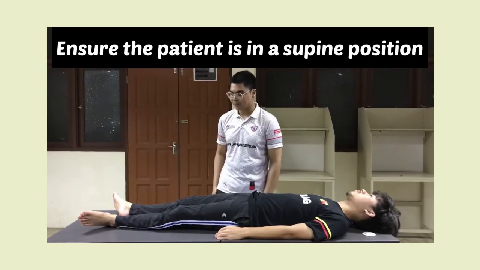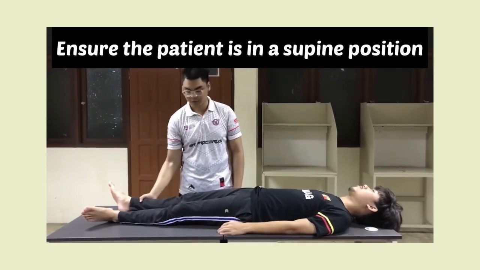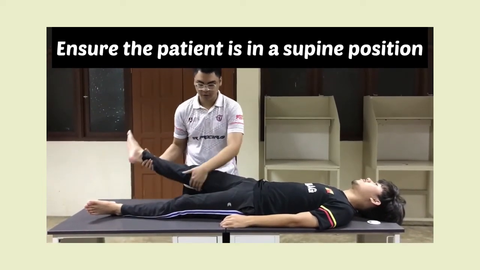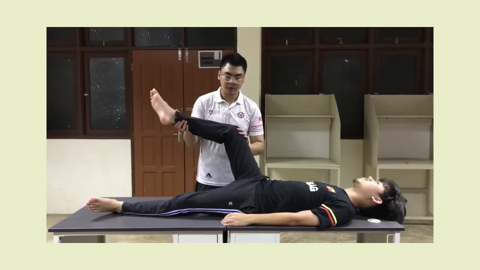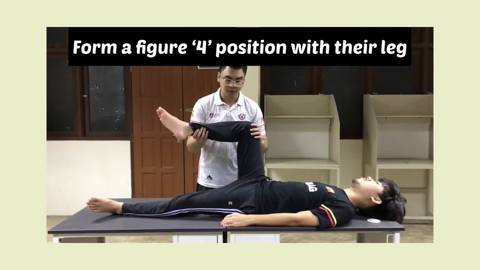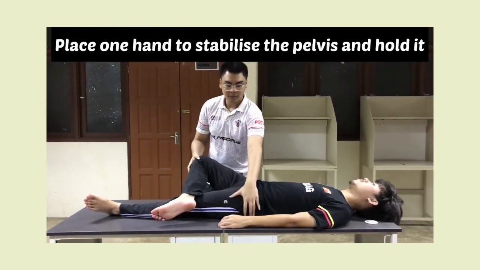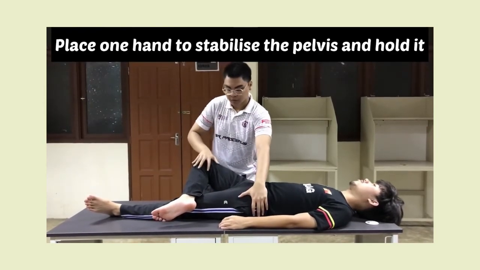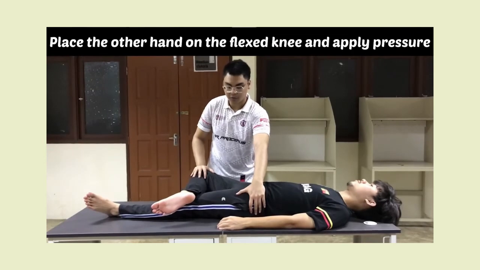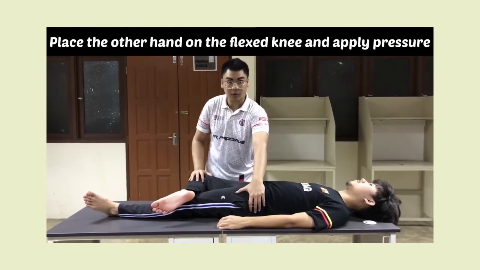These are the steps on how to perform a FABER test. Ensure the patient is in a supine position. Bring one leg to form a figure-4 position like this, and then place one hand on the pelvis and place the other hand on the flexed knee to apply pressure.